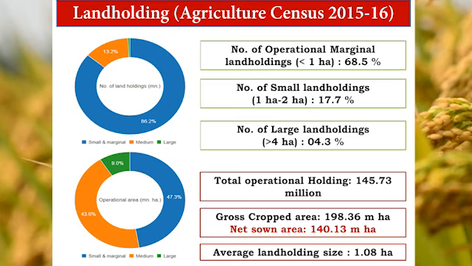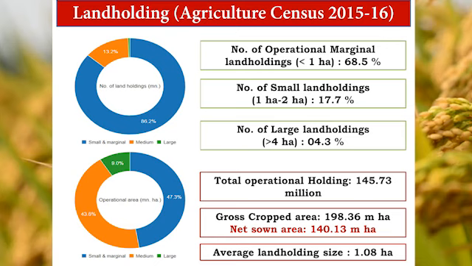While when you look upon the operational area in million hectares, then you will find that 47.3% of the area belongs to small and marginal area and 43.6% belongs to medium operational area and 9% of operational area in million hectares belongs to large category. So now total operational holding in our country is 145.73 million. It is total number of operational holdings.